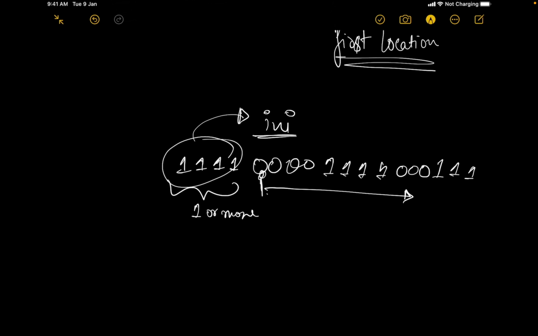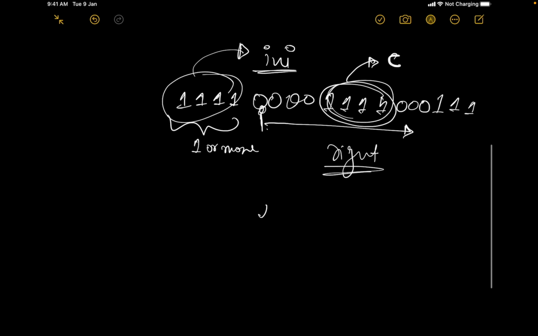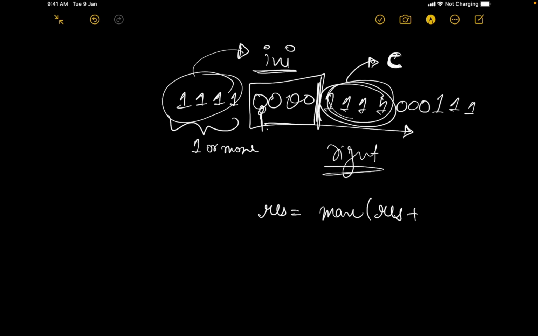So I'm moving to the right now, and meanwhile I'm checking which pocket has how many ones. This number would be stored in C, and when I increment my C, I'm also updating my result as result equals max of result plus. So what if I select this pocket as the second pocket? Then I technically mean that I'll be removing these set of zeros, right? So I'll say result plus C.